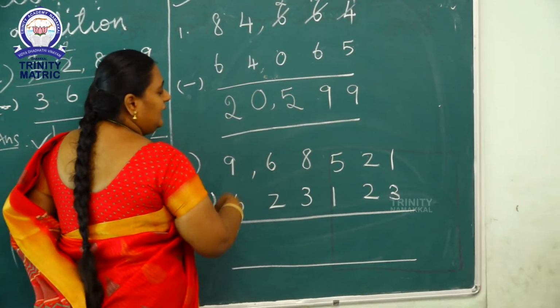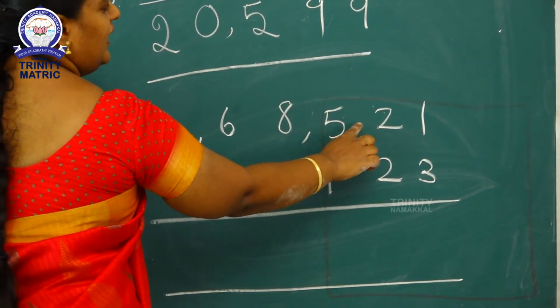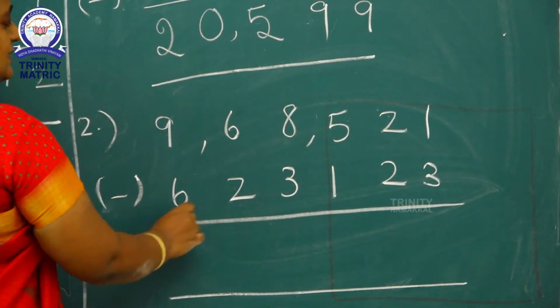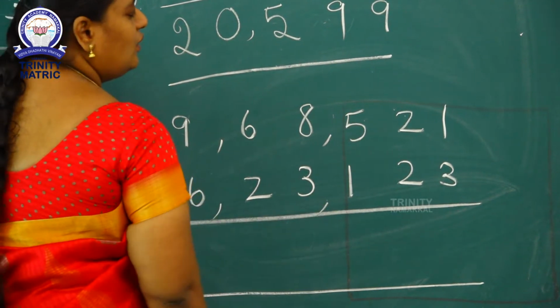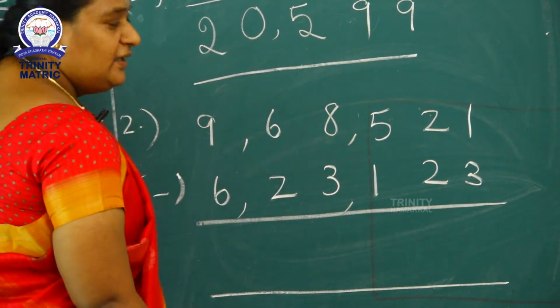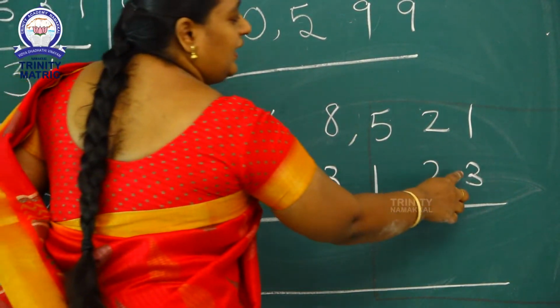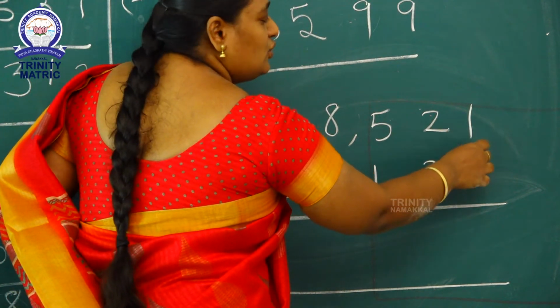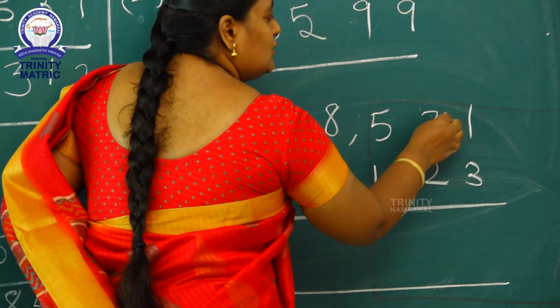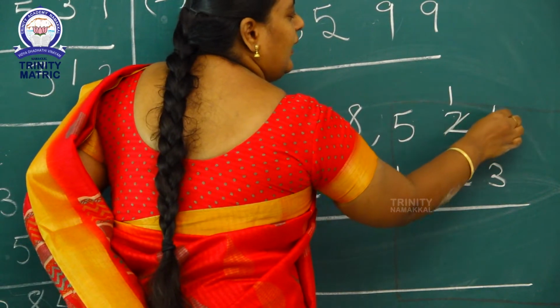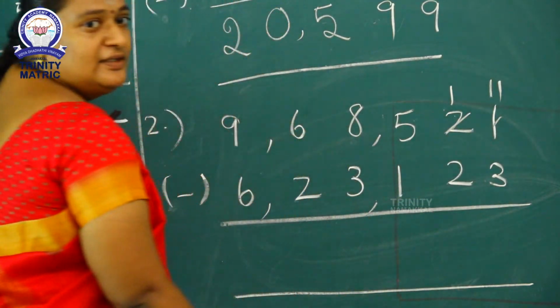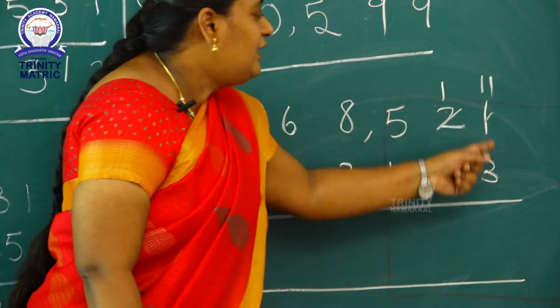Now consider the second sum. So what is the sum? 9,68,521 minus 6,23,123. Now listen carefully. So we cannot subtract 3 from 1. So what do we have to do? We have to borrow. So this 2 will become 1 and this 1 will become 11. Now you subtract 11 minus 3.